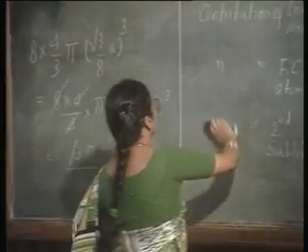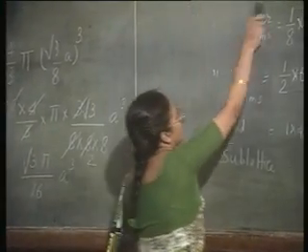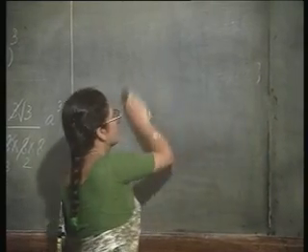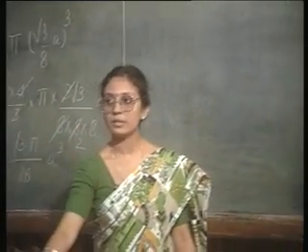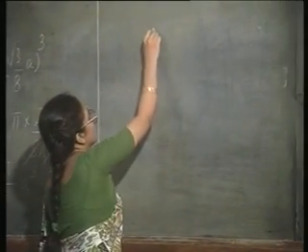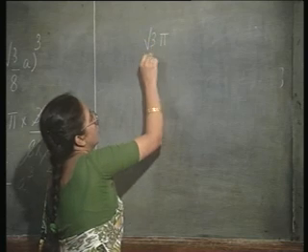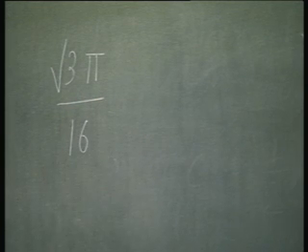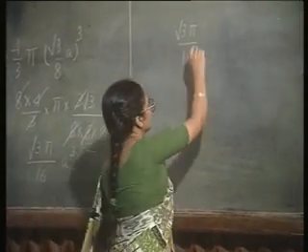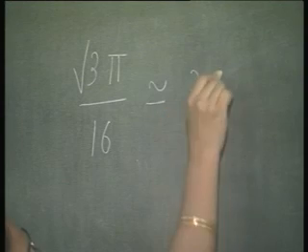So, the volume that is occupied by the atoms inside the crystal with respect to the total crystal volume is simply root 3 pi by 16, which is about 34%.